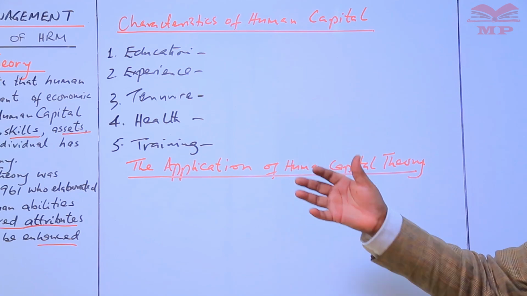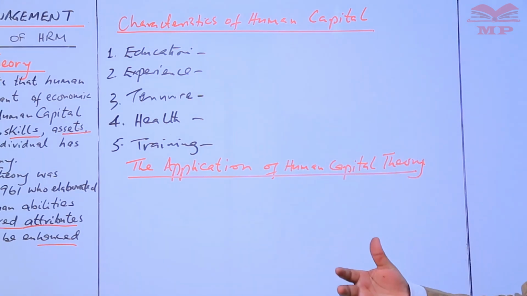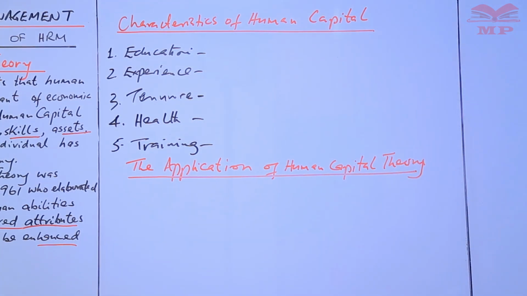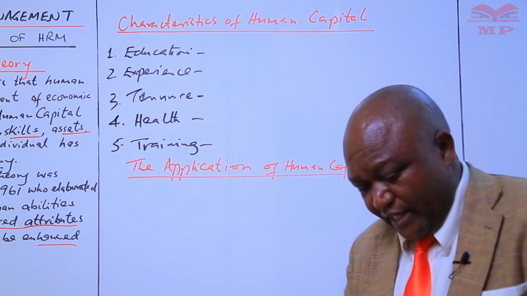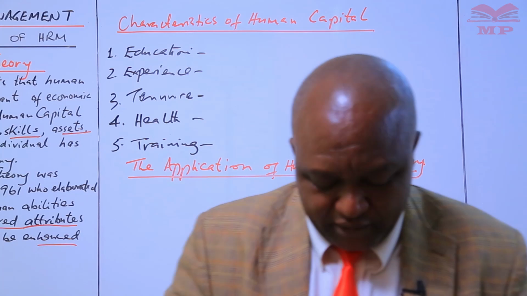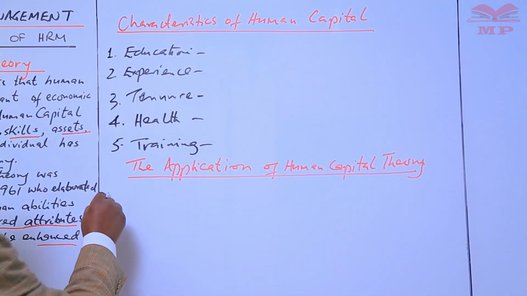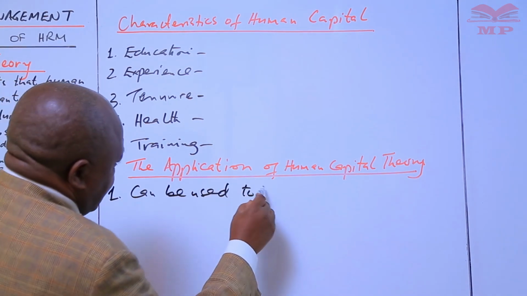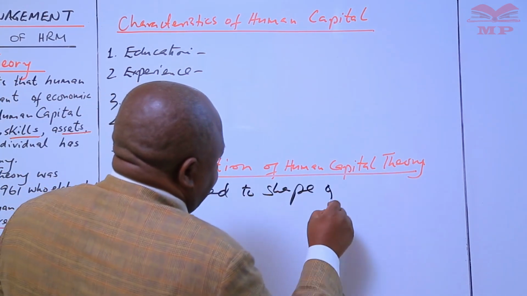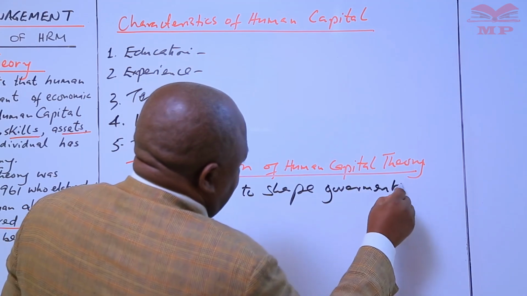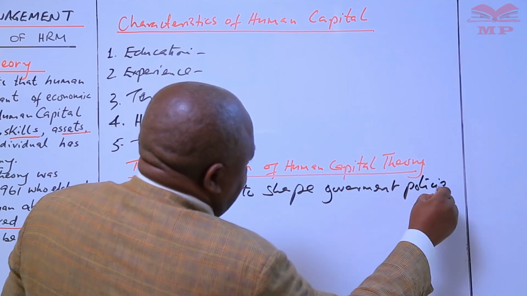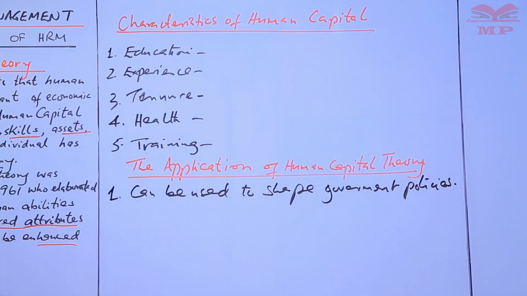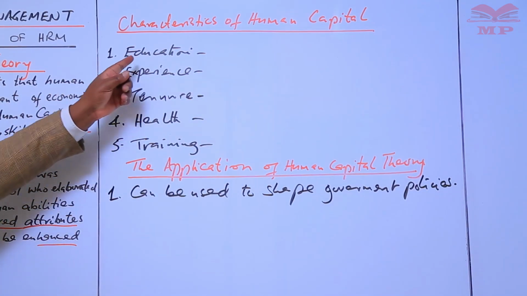And as we have indicated, if you are looking at a theory that underpins knowledge, skills, experiences that individuals have, then this can inform decisions which are likely to be made in organizations. So one of the areas it can be used is to shape government policies.